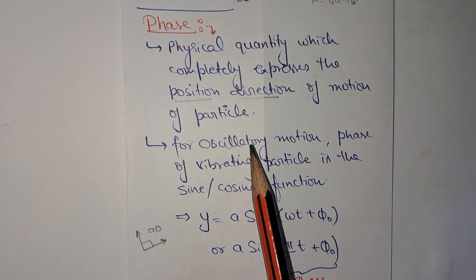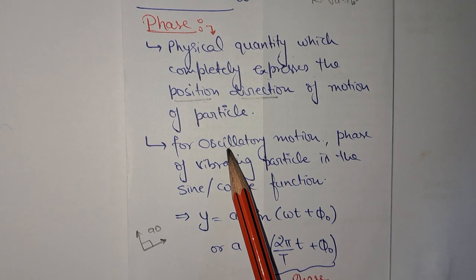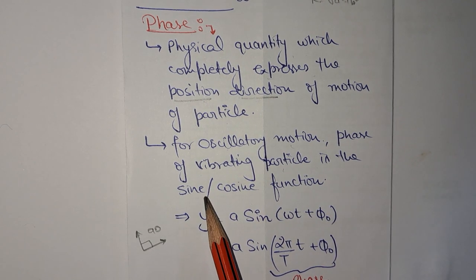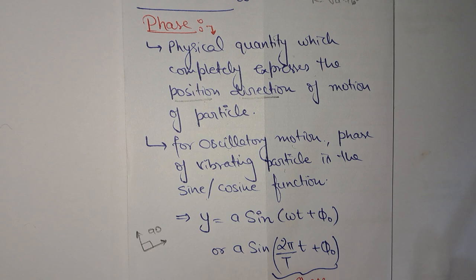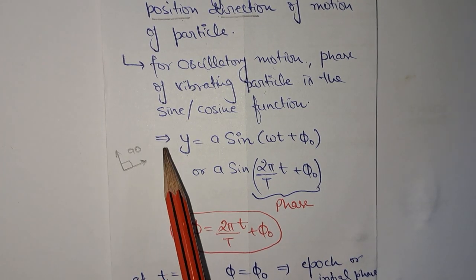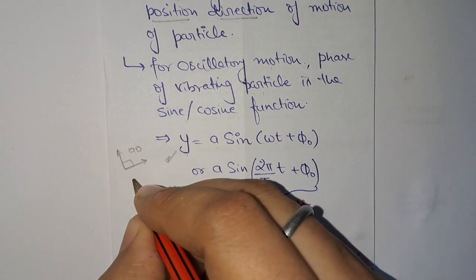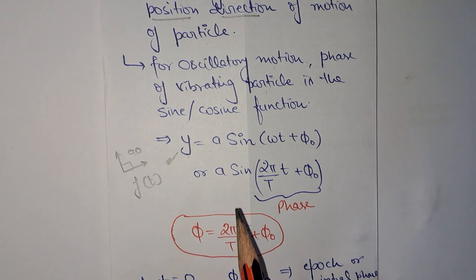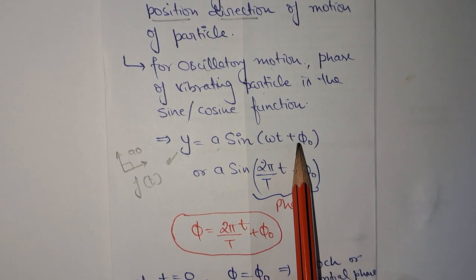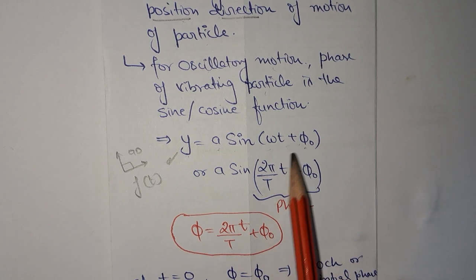If we talk about oscillatory motion, since the chapter is all about oscillatory motion, for oscillatory motion the phase of a vibrating particle is just a sine or cosine function. Here y, taken to be the movement or motion, is a function of time t. So y is equal to a sin of (omega t plus phi naught). Phi naught is the initial phase, the initial status of the phase.